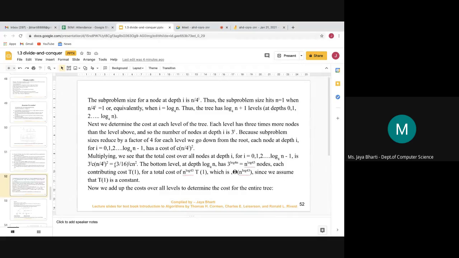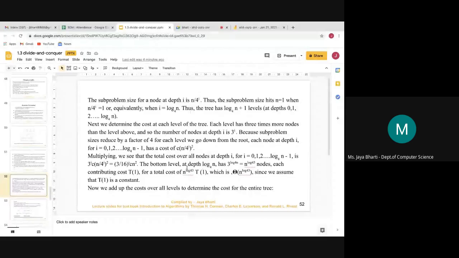So multiplying, we see that the cost over all nodes at depth i, for every depth from 0 to log base 4 of n minus 1, is 3 to the power i times c times n by 4 to the power i, whole square. This is the total cost at that level. Overall, when you add all the levels, you get the total cost like this.